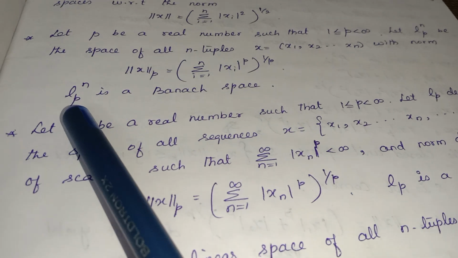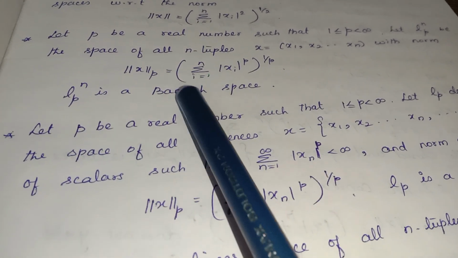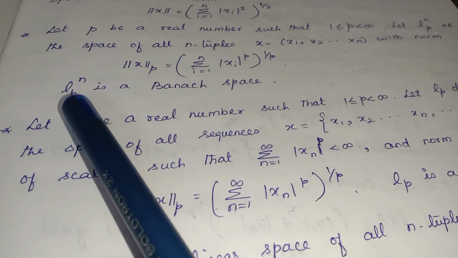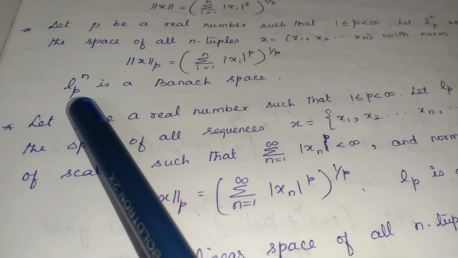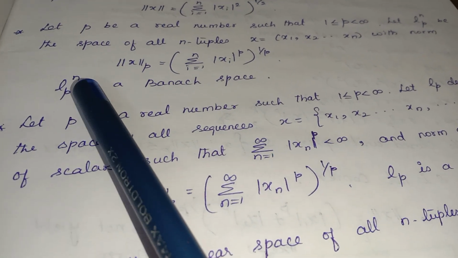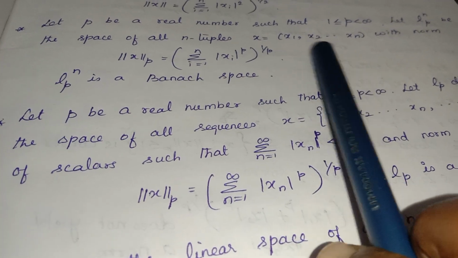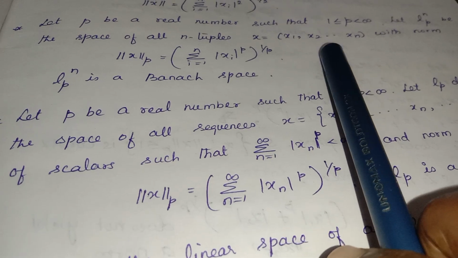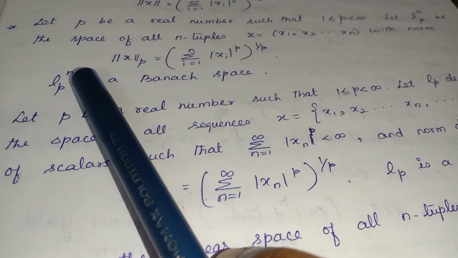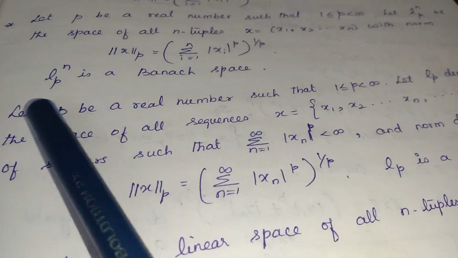this p is there, the underscript. This p is the power, the pth root of x1 power p plus x2 power p, and this n stands for the number of coordinates here. This is an n tuple, that is, n elements are there. So if it is R3, you will have LP3. If it is R2, then LP2. If it is Rn, then LPN.